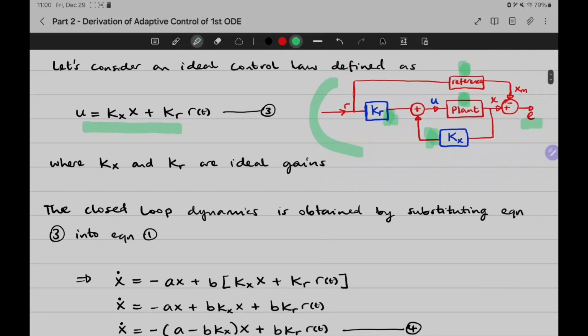Okay, so now the next step is, to determine the closed loop dynamics, we substitute this controller that we just assumed, right?